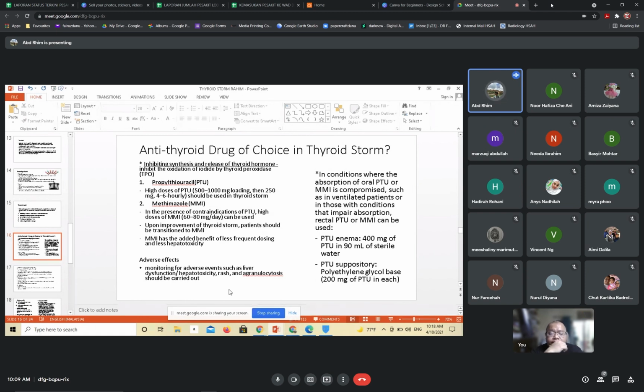It is also said that methimazole has the added benefit of less frequent dosing and less hepatotoxicity, because upon administration of propylthiouracil, we have to monitor the liver enzymes in view of suspected hepatotoxicity. The side effects are rash and also agranulocytosis. In cases where the absorption of oral PTU and methimazole is compromised, for example in ventilated patients or those with impaired absorption, we can change to rectal propylthiouracil or methimazole, for example propylthiouracil enema and also propylthiouracil suppository.